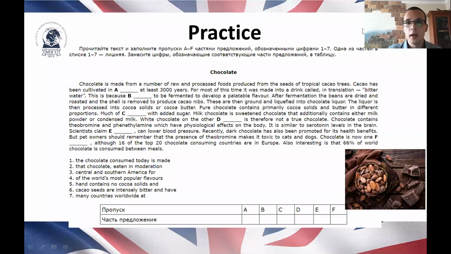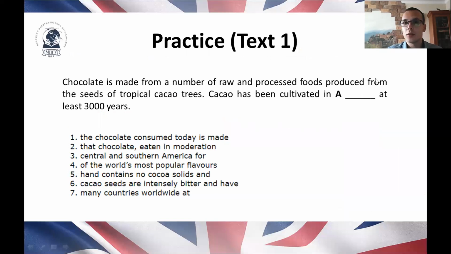Okay, so time is up, and as the procedure goes, we will look at the gaps more precisely. And the first gap that we got here, so be ready to put your ideas in the chat box. It will be welcome, and it will be very good. So the first gap, A: "has been cultivated in ... for at least 3,000 years."